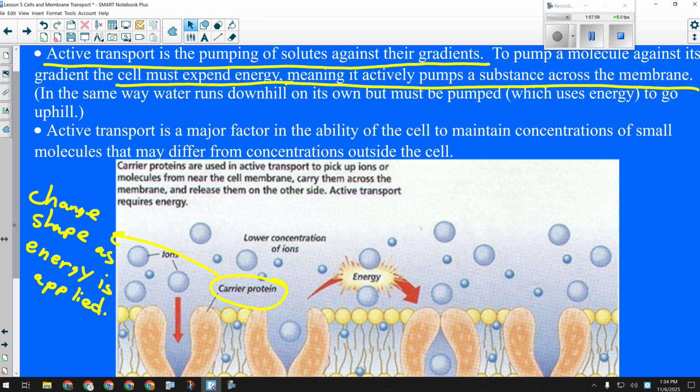Now, those are the big three. Those are the ones I'm going to ask application questions on.